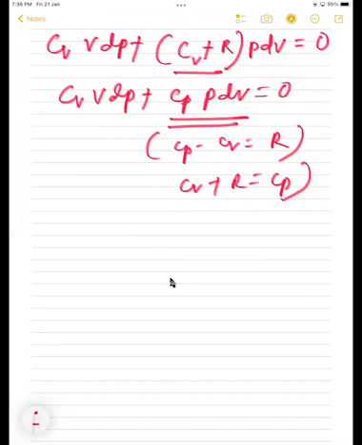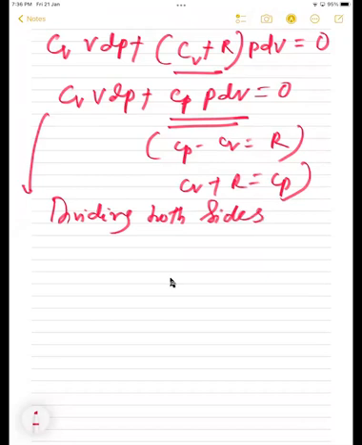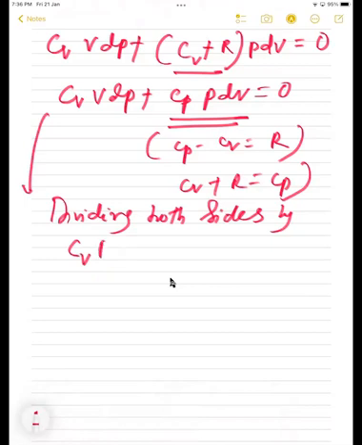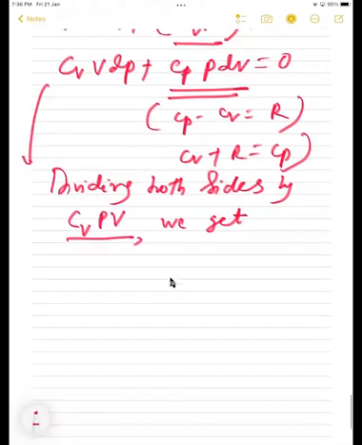Both sides we will divide by Cv, right? So how much will you get here? Right from here after dividing, dividing both sides by Cv, we take Cv multiplied by P V, right? We get, friends, see here, divide here.